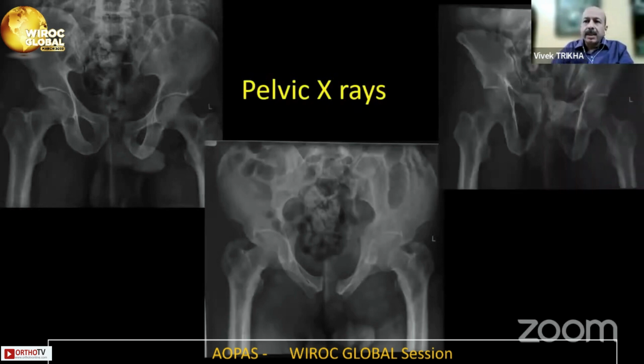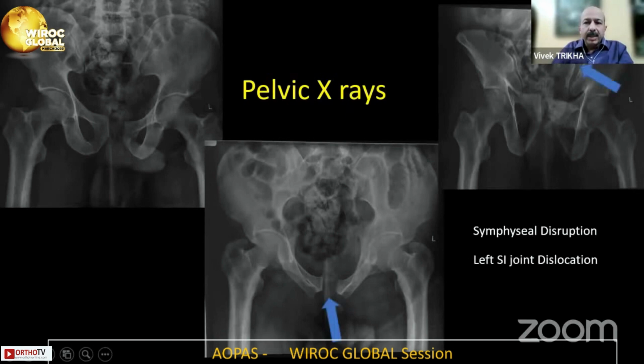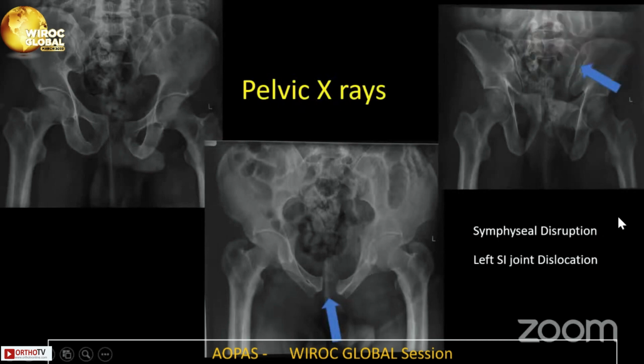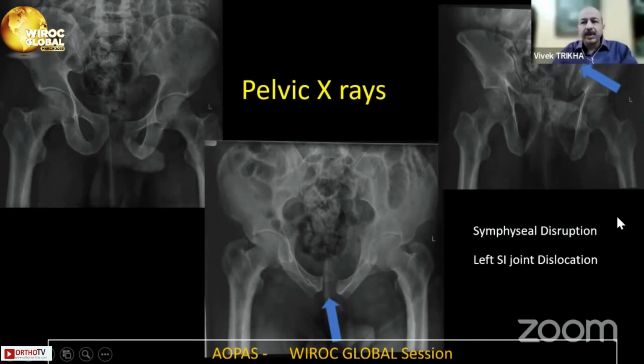And you can see, if we just look at them and try to find out what exactly is there, we can see that there is some symphyseal disruption as well as a left SI joint dislocation, which we can see by the opening of the SI joint on one side and the symphysis which has opened up anteriorly, which is around about 2 centimeters to 2.5 centimeters.